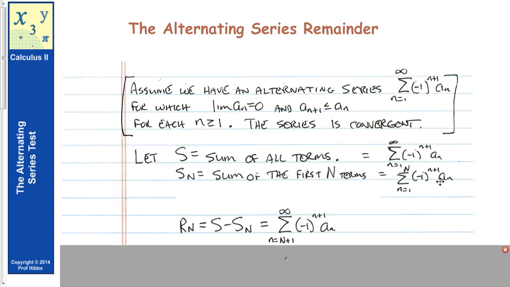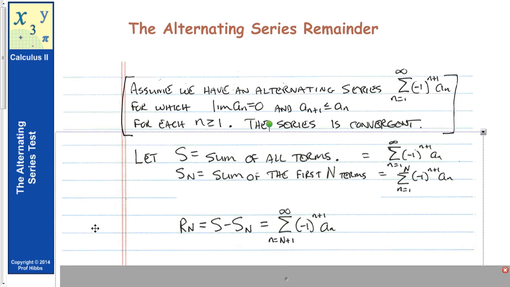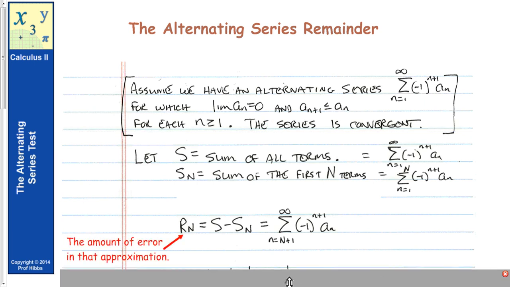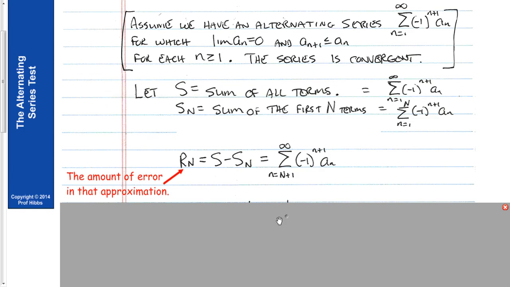Now notice when we take all of the terms, S, and subtract the first n terms, S sub n, then R sub n is actually the sum from n plus 1 on. Because we're subtracting away the first n terms, R sub n is the sum starting at capital N plus 1 to infinity. Again, this R sub n is the amount of error in the approximation, where S sub n is the approximation.